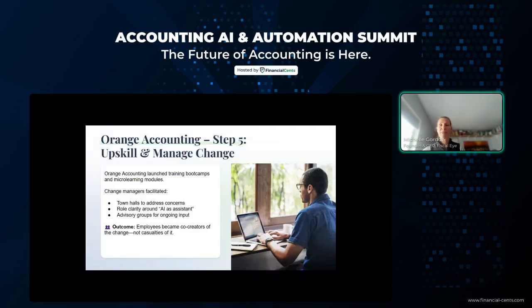Step 5, upskill and manage change. This is where Orange Accounting really stood out. They knew that even the best AI solutions would fail without the people behind them. So they made education and engagement a core part of their rollout. They launched a combination of training boot camps and bite-sized micro-learning modules, so team members could build confidence without being overwhelmed. But they didn't stop at training.